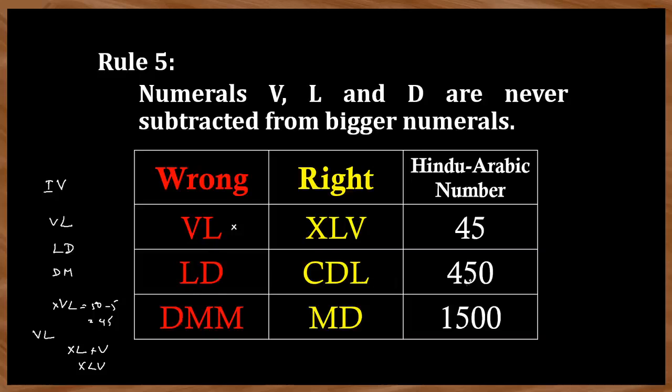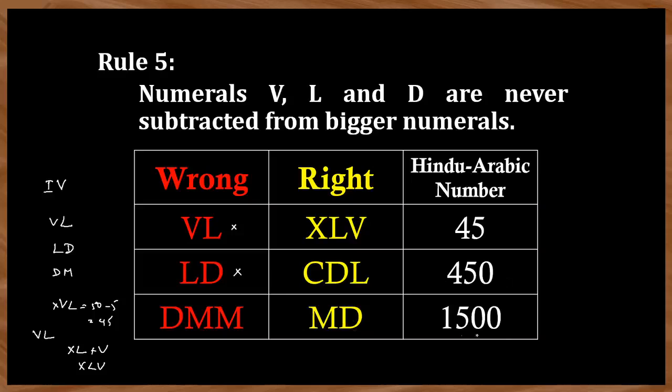So if you want to write 450, you should not subtract 50 from the 500. You may think that if I subtract 50 from the 500, that may be 450, but it is the wrong method. You should not subtract 50 from bigger numbers. So you should write first 400 and then add 50 to that, which is CD plus L. CDL is the correct form of 450.